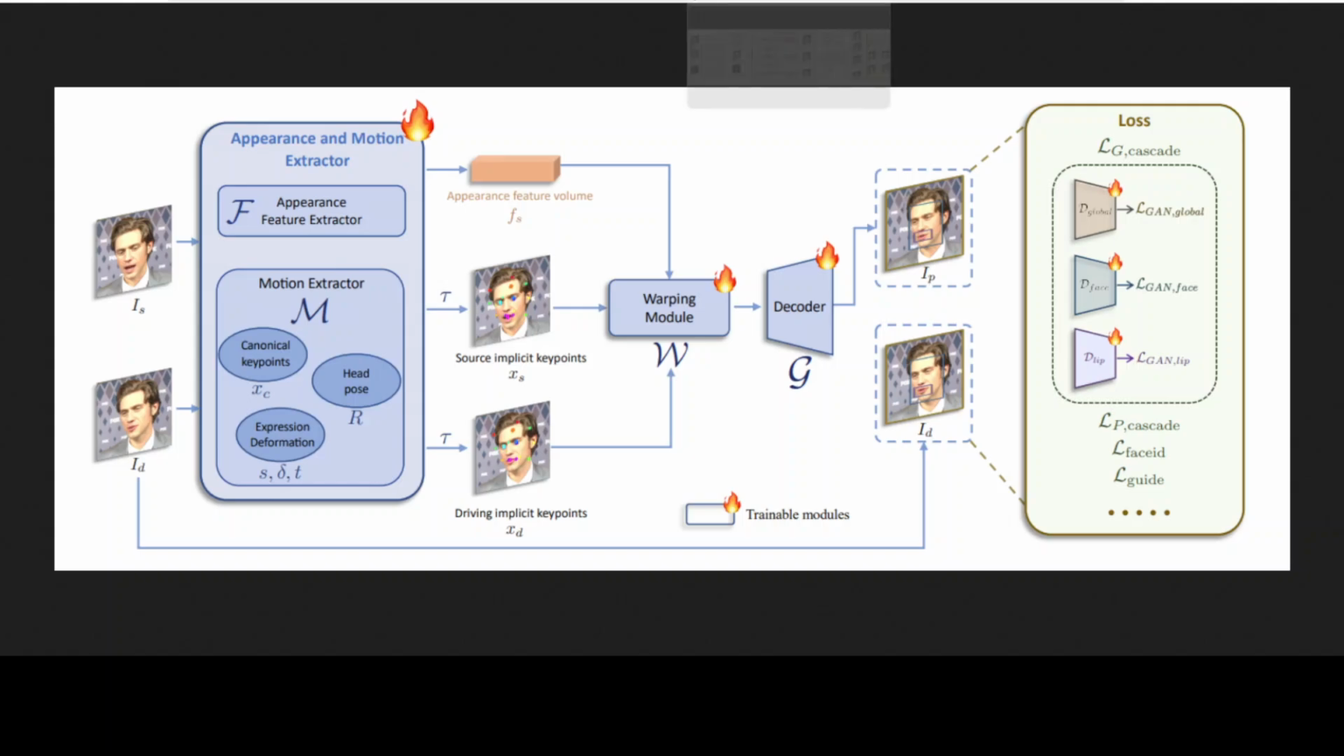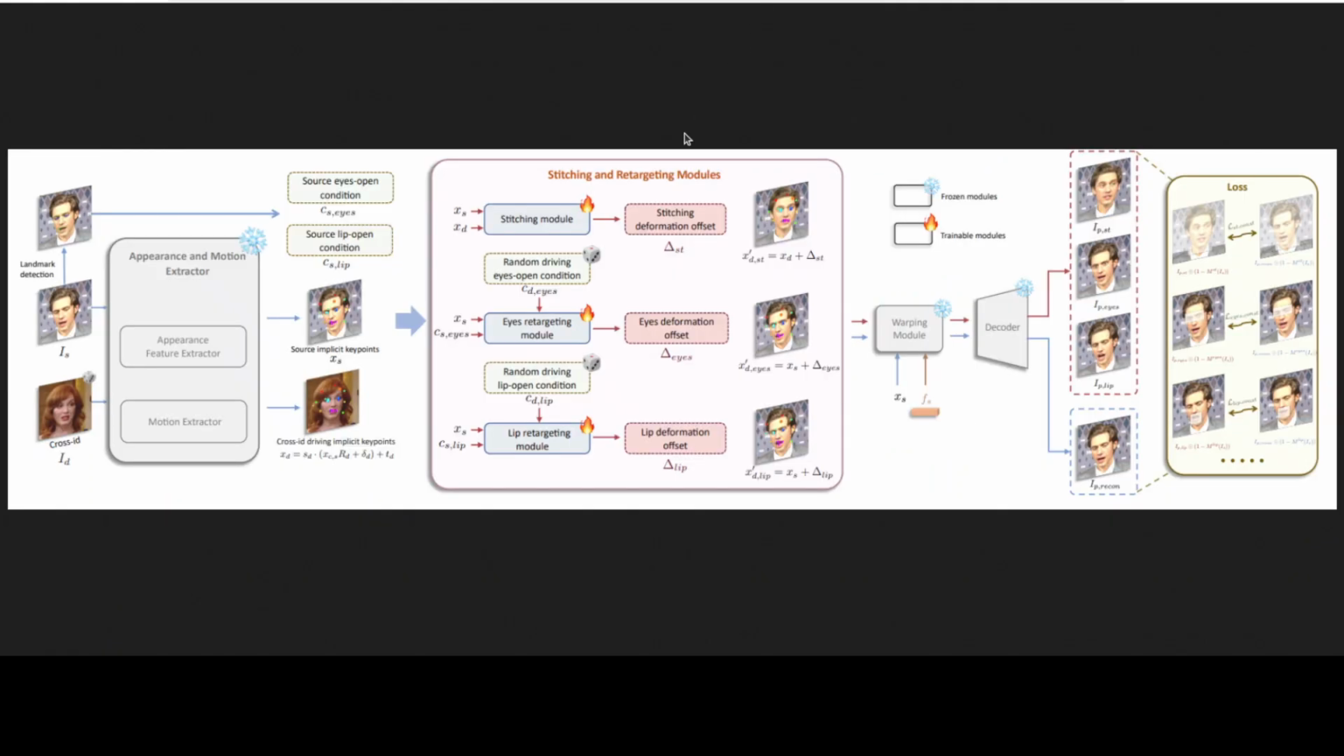In the second stage, they stitched the animated portrait back into the original image space without pixel misalignment, and then they retargeted the eyes and lips to address issues such as incomplete eye closure and lip synchronization during cross-ID reenactment. The stitching module takes the source and driving implicit keypoints as input and estimates a deformation offset to update the driving keypoints. The retargeting modules are designed to normalize the input and facilitate better animation driving.